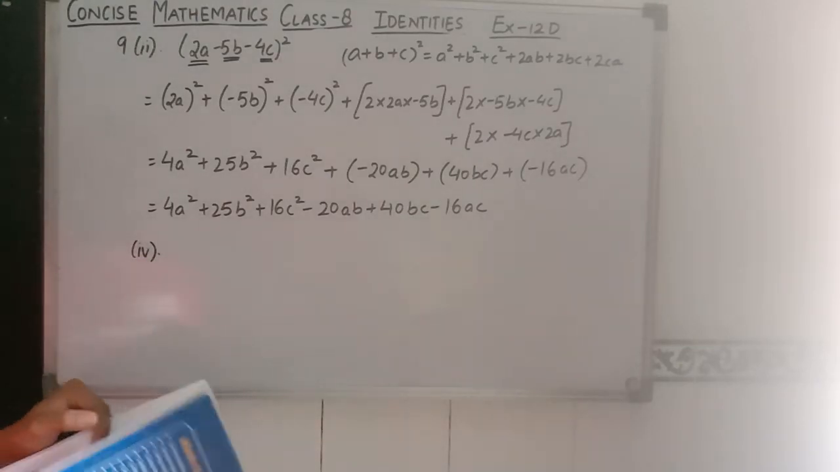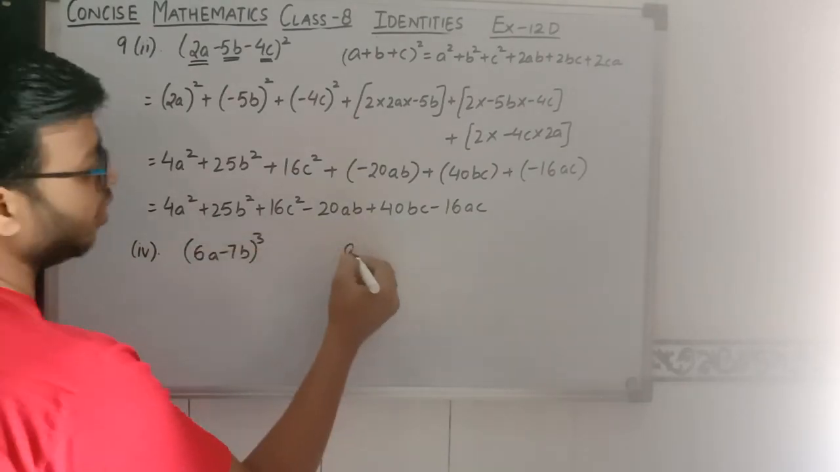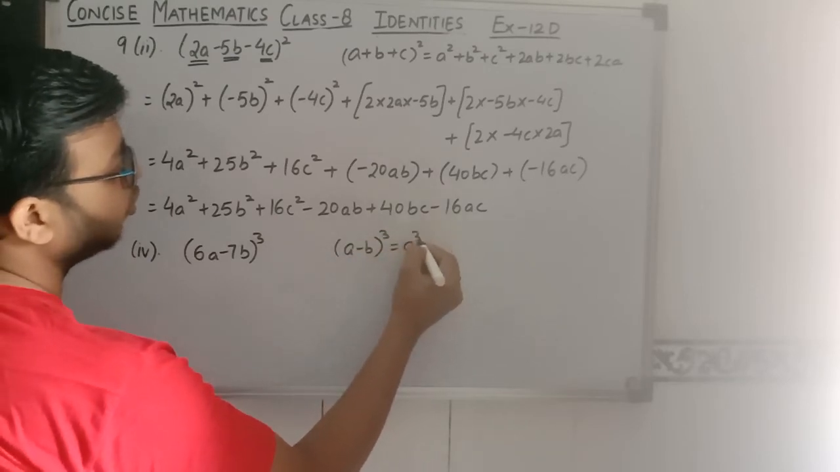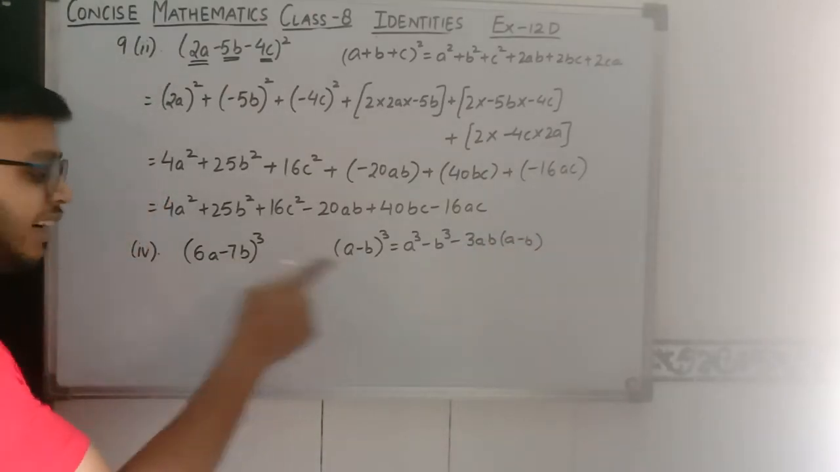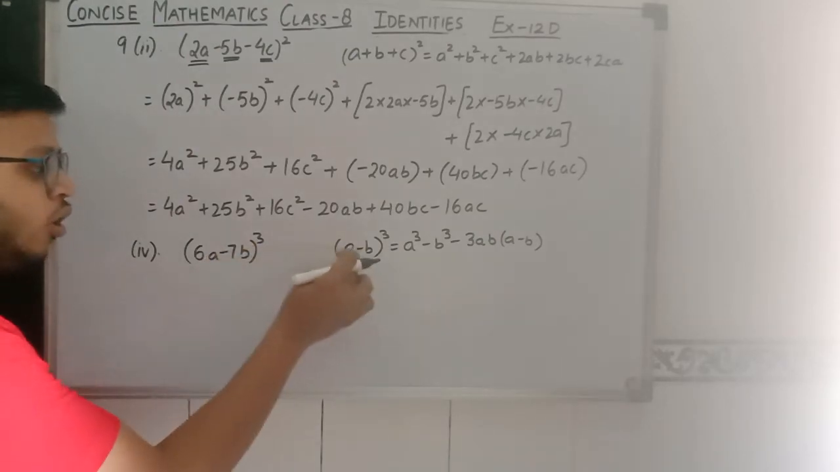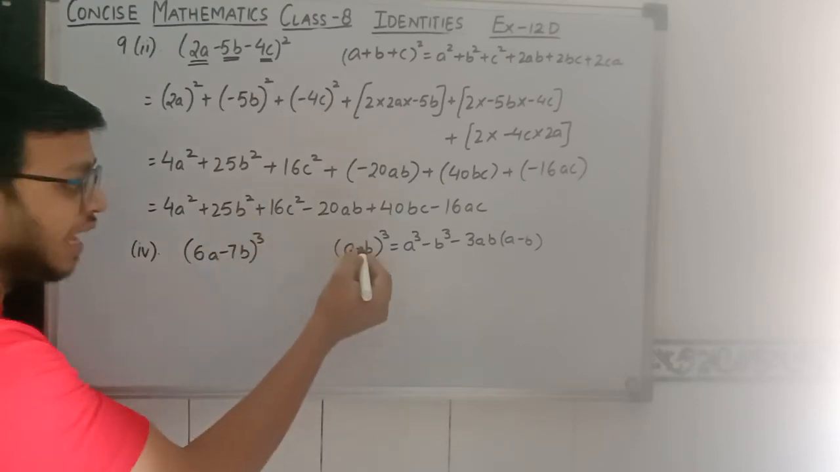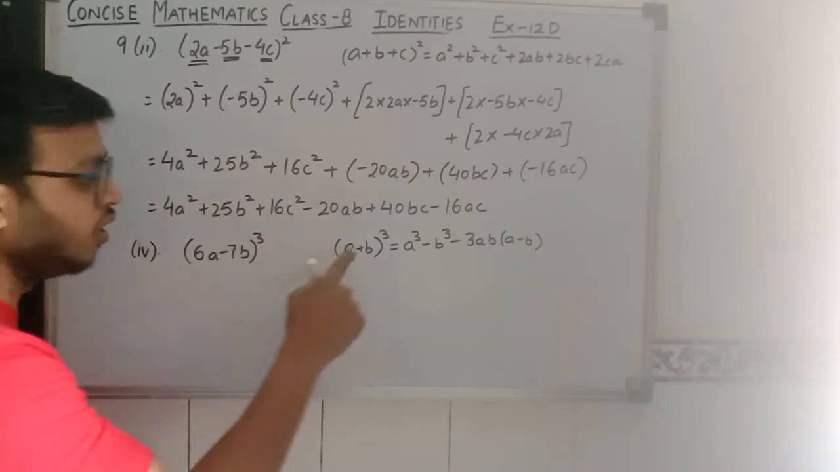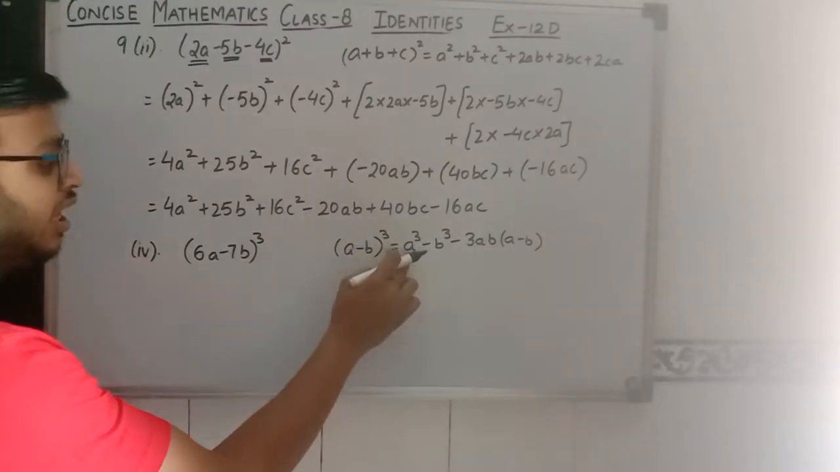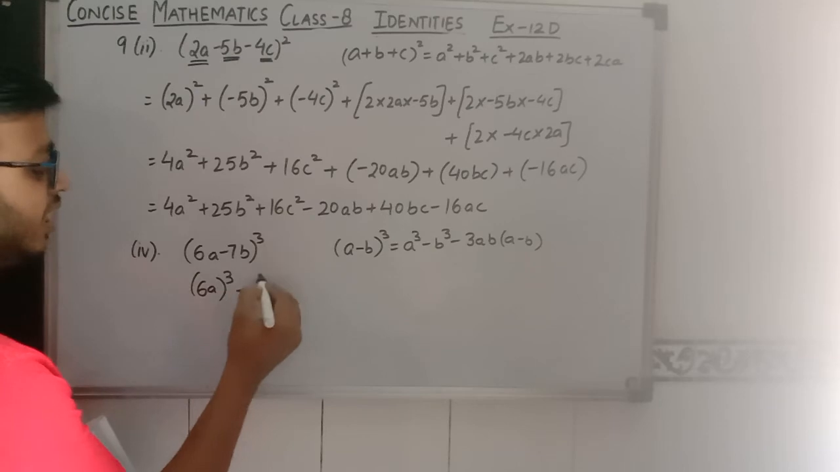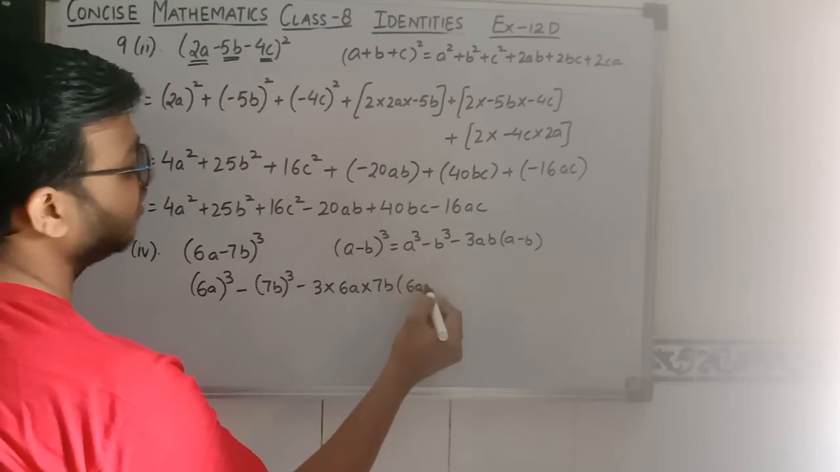Now the last part of question number 9 is saying 6a minus 7b to the whole cube. In this question, we have to apply the identity of a minus b whole cube: a cube minus b cube minus 3ab, a minus b. Now if you compare the question and the identity, only the terms are different, because the sign is also the same. So we do not have to keep in mind the changing of sign in this question. If we are applying the identity of a plus b whole cube, then we have to concentrate on the sign also. But if we are applying a minus b whole cube, then we don't need to change the sign. Only in the place of a, we have to place 6a. In the place of b, we have to place 7b. 3 into 6a into 7b, and in last 6a minus 7b.